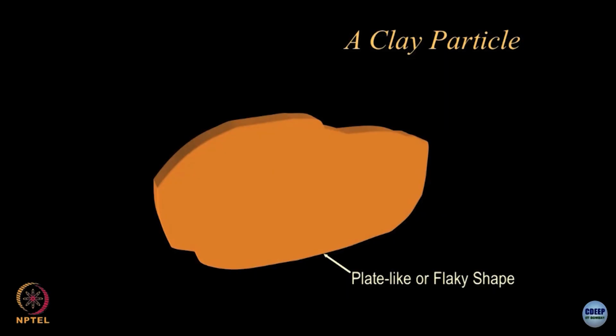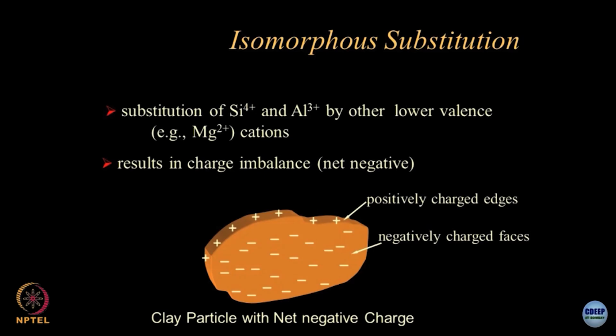This is what I wanted to show you. If I take out one plate or one grain of the clay, this is how it looks. So, we call this plate like or flaky shaped. Look at the charges which come on this. The plate face is negatively charged because it is a very fine particle.